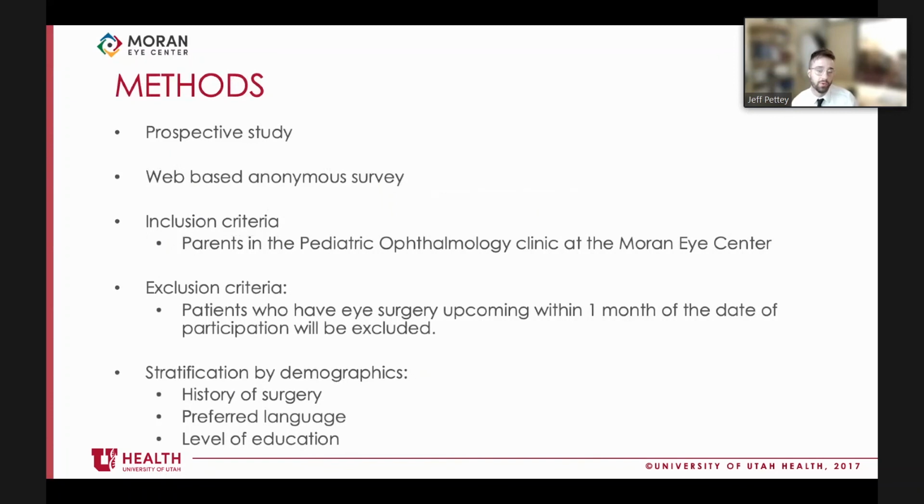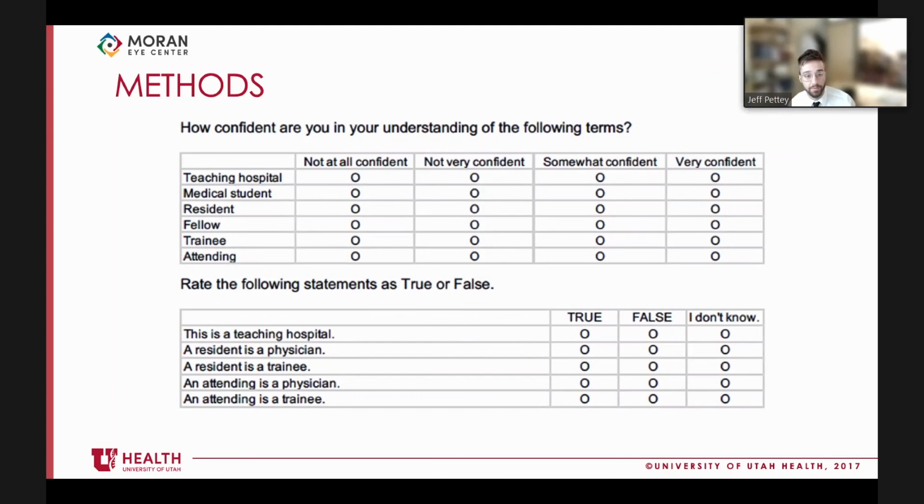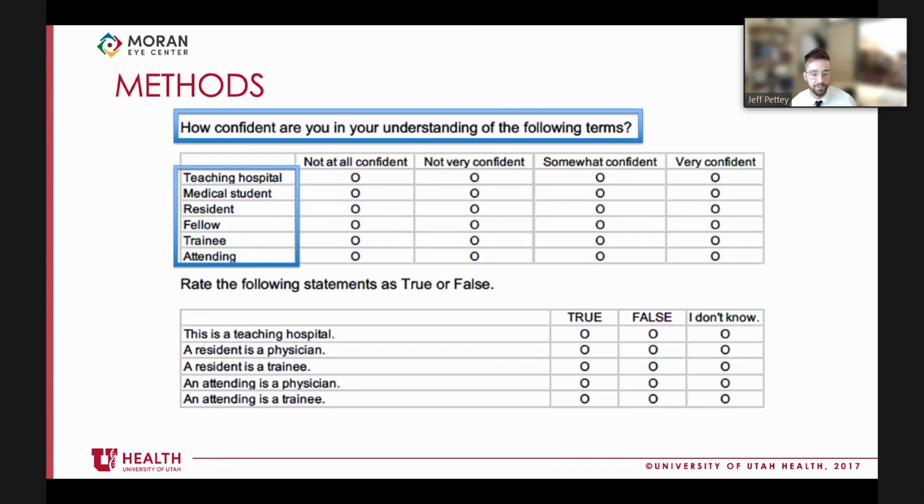We did a prospective study with a web-based anonymous survey, and we surveyed the parents of pediatric patients over at the Moran Eye Center and the PEDS Center. Excluded were patients who were having surgery within the next 1 month to help decrease proximity and recency bias. We also stratified for some demographics. Here is a snippet of our survey. At the top, we wanted to assess the perceived confidence of our participants and their understanding of these common terms that we use when consenting for trainee involvement.